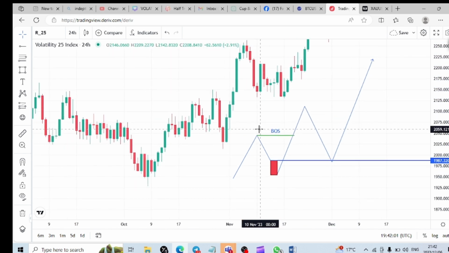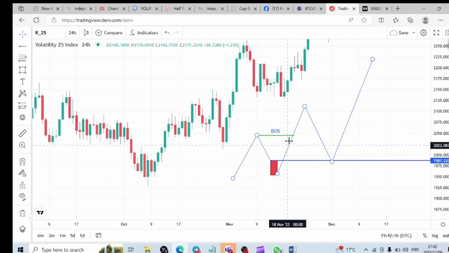Where is this external range liquidity? There was liquidity residing above this higher high in the form of buy stops, and also stop losses as the price was coming downwards. And then price moved upwards to grab external range liquidity.